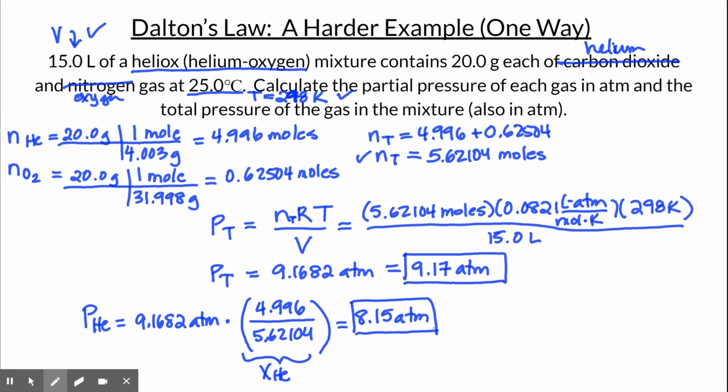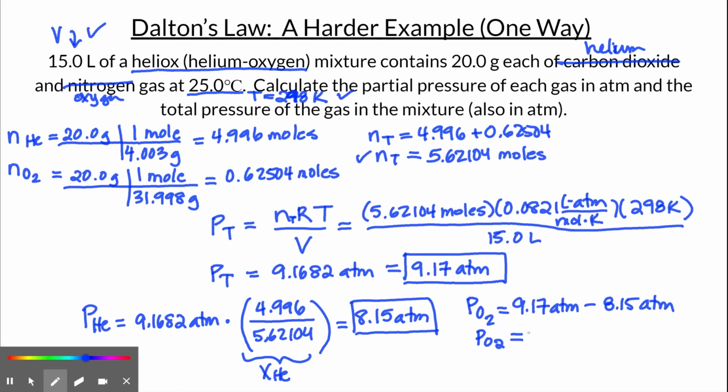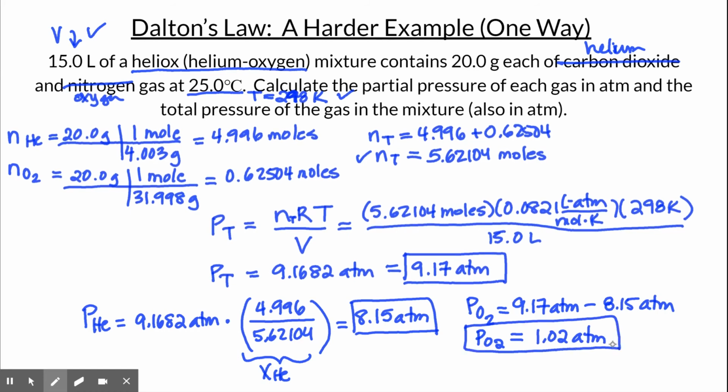There's only one other gas in the tank, so you could just subtract to find the partial pressure of oxygen. So that would be 9.17 atm, which is the total, minus the partial pressure of the helium, and therefore the partial pressure of just the oxygen in the tank would be 1.02 atm. So it's kind of long in the sense that you have to solve for the number of moles first, but it's completely doable. Just know that the total number of moles of gas in the tank can be used to solve for total pressure first, and then you could solve for partial pressure after that.